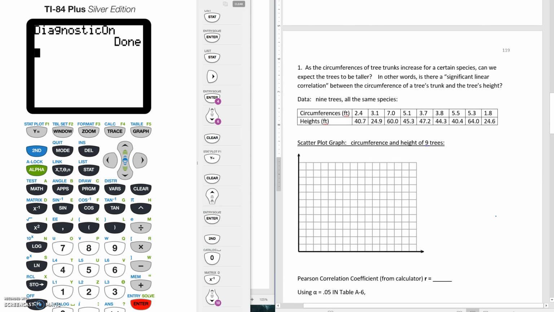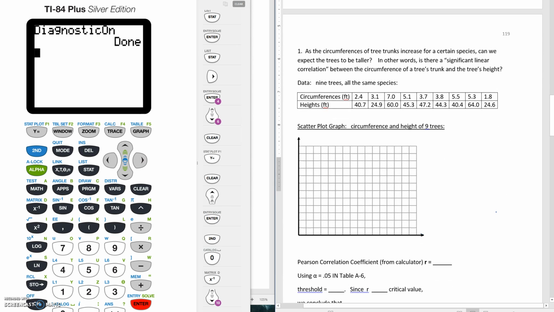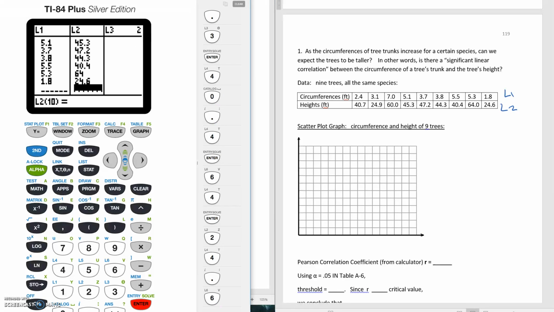So this is the data set we're going to work with. So it says, as the circumference of tree trunks increase for a certain species, can we expect the trees to be taller? So if they get wider around, do they also get taller? So it says, in other words, is there significant linear correlation between the circumference of a tree's trunk and the tree's height? So I'm going to pause this and I'm going to put these values in L1 and these values in L2. Okay, so I've put these values into L1 and L2.